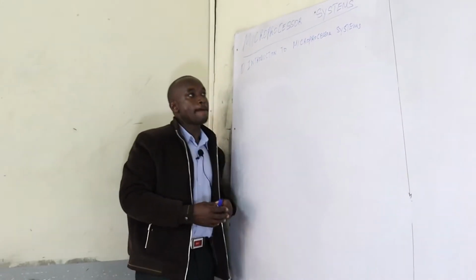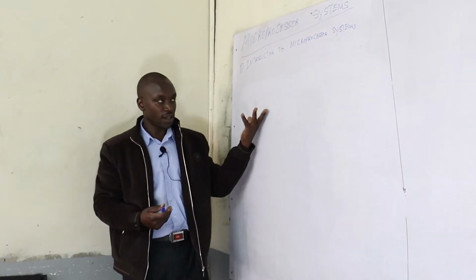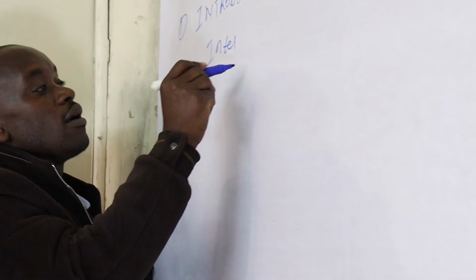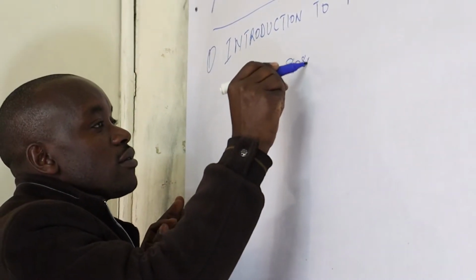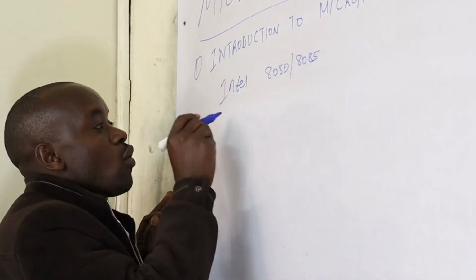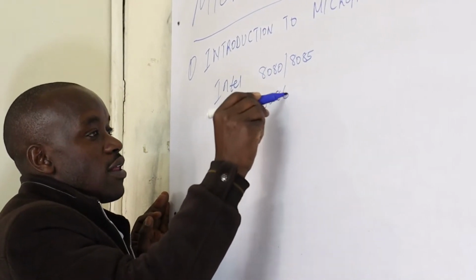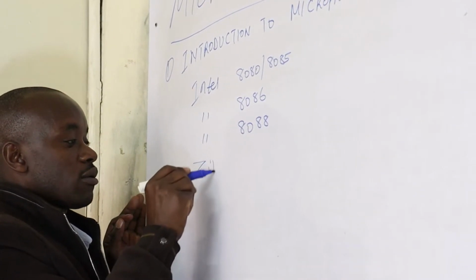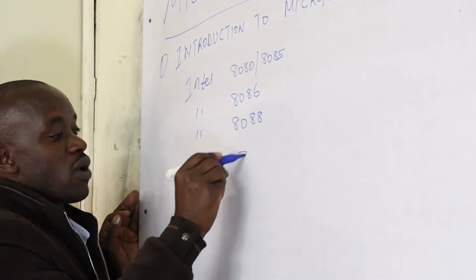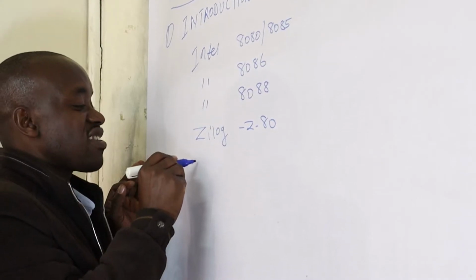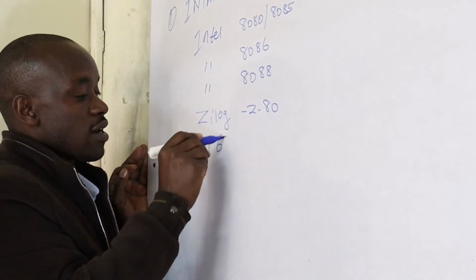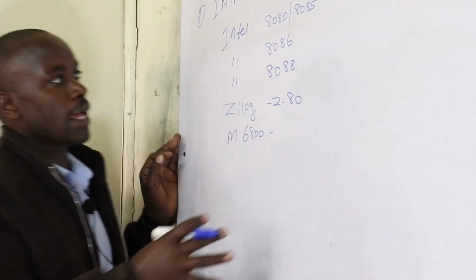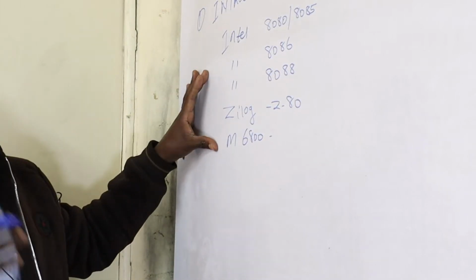There are various types of microprocessors in the market. Right now we have Intel, and they have many: Intel 8080/8085, Intel 8086, and Intel 8088. We have Zilog, the Z80. We have the microcontroller, the M6800 series, and there are many series under this one. So these are basically the most common types of microprocessors which we have.